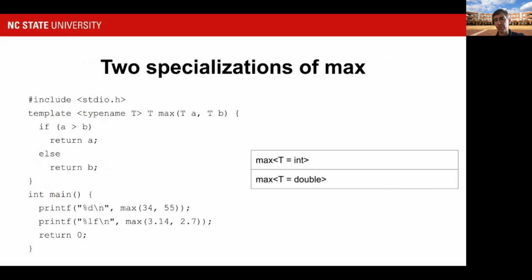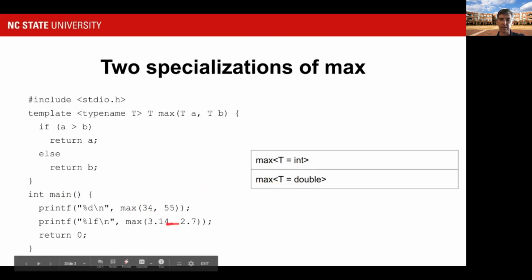Now, one way we often write this specialization is we would write the name of the function, and then in brackets, we would specify that specialization. So we'd say T equals int or T equals double to indicate this is what the compiler deduced. It deduced that at this first call, T was equal to int, and at the second call, T was equal to double.